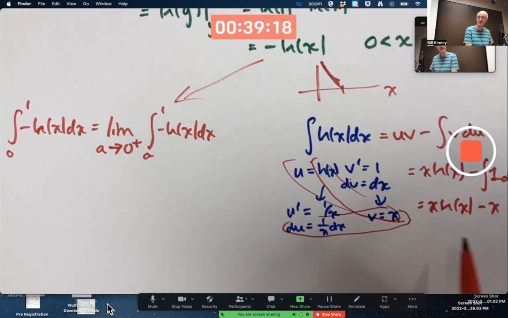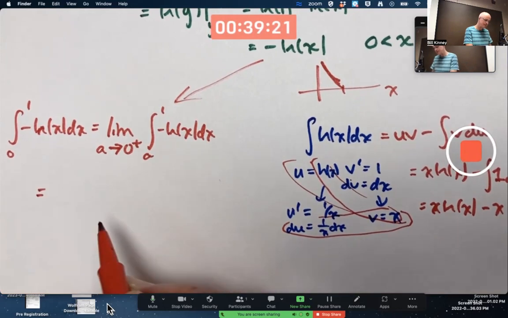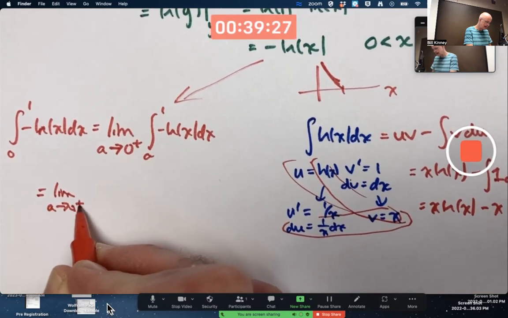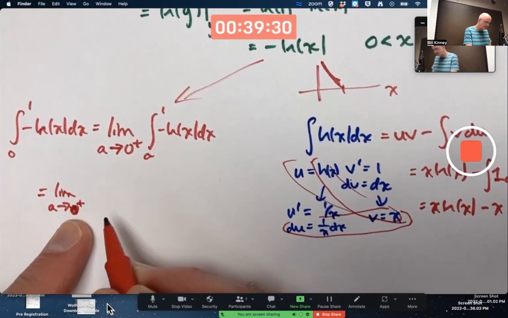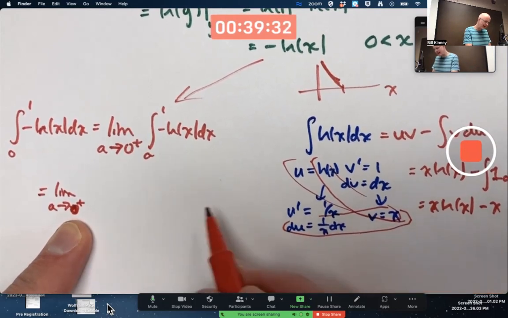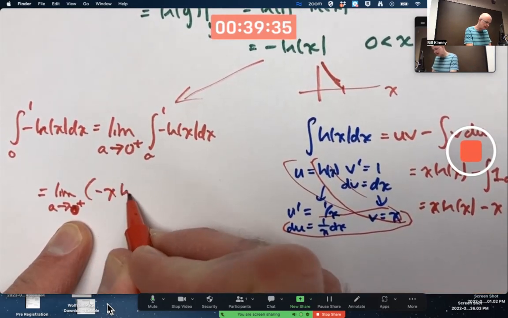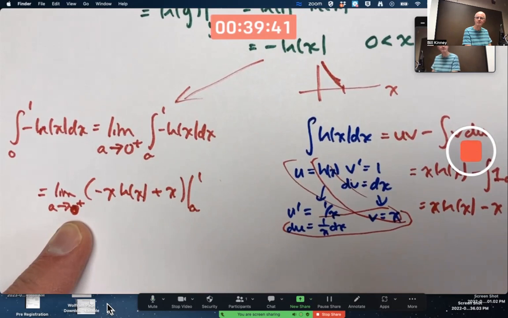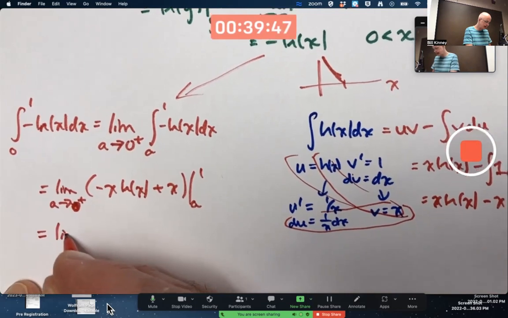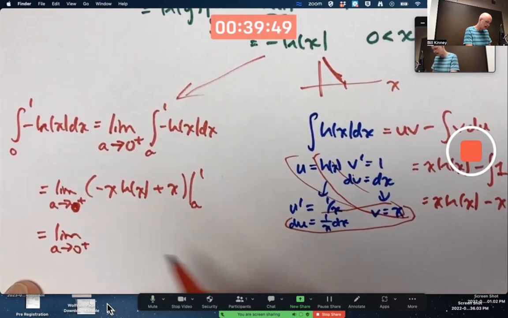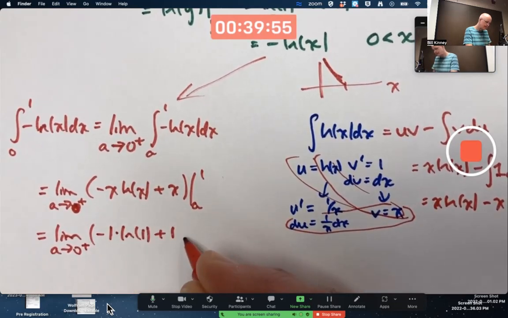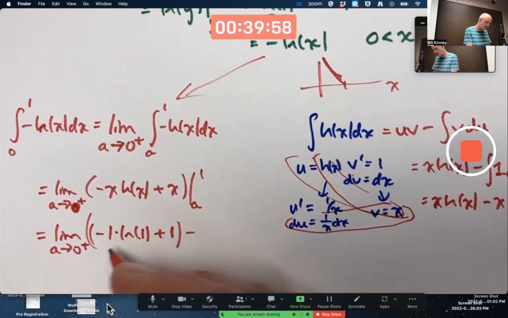And actually, even when I use this antiderivative, it's still not completely obvious. I got the negative sign there as well. I need this antiderivative with a negative sign involved. Negative x natural log of x plus x, x going from a to 1. All right, we're getting close. Limit as a goes to 0 from the right. Plug in 1. Subtract what you get when you plug in a.